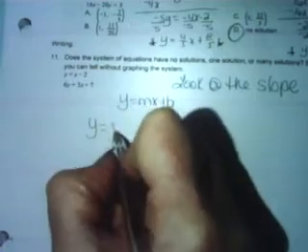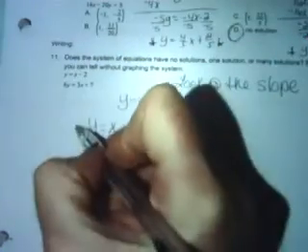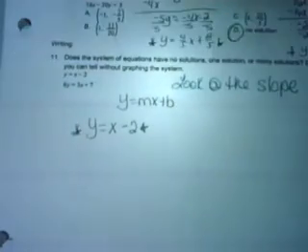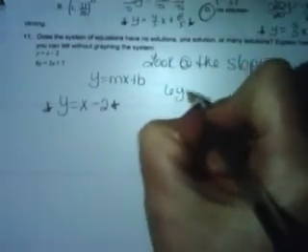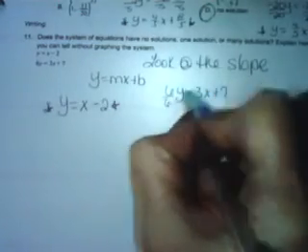Okay, so let's do that. First equation, they already have it as y by itself. Put a star beside it. Second equation. What am I going to do? Divide by 6?